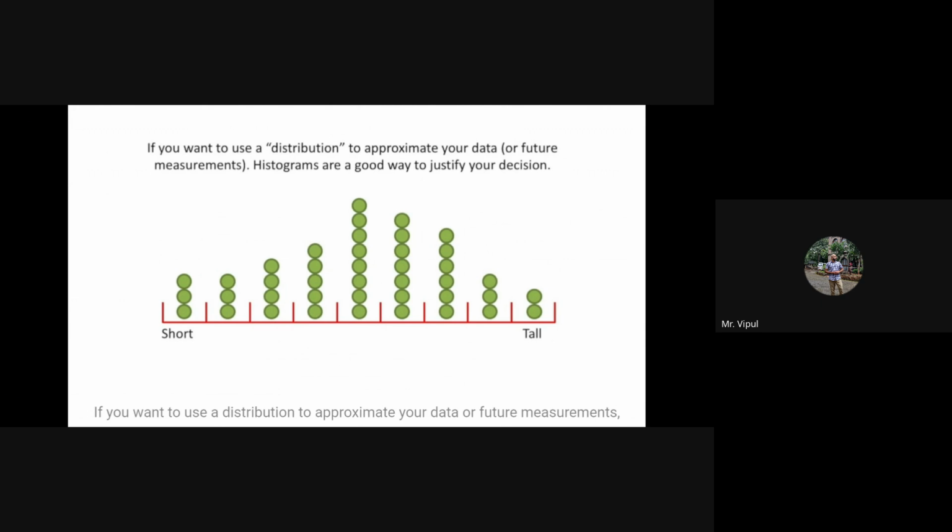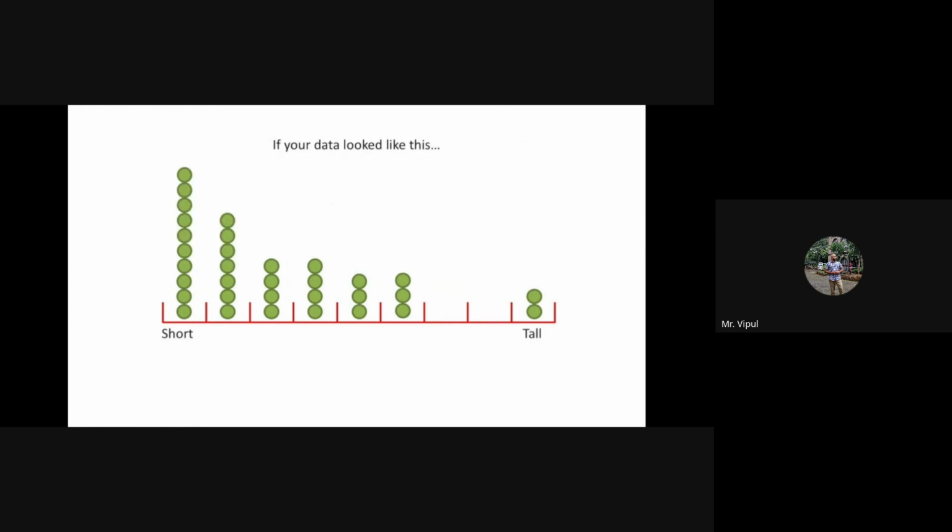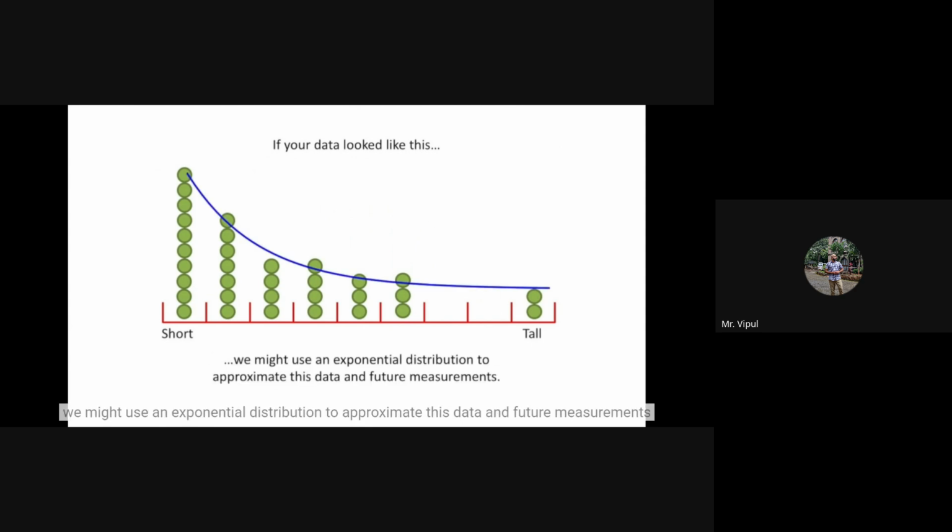If you want to use a distribution to approximate your data or future measurements, histograms are a good way to justify your decision. By the way, if you don't know what a distribution is, there's a StatQuest for that. In this case, we might use a normal distribution to approximate the data and future measurements. If the data look like this, we might use an exponential distribution to approximate this data and future measurements.